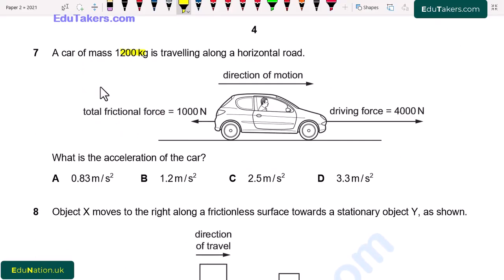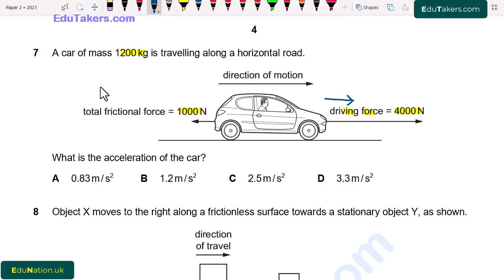Question number 7. A car of mass 1200 kg is traveling along a horizontal road and the driving force is equal to 4000 Newton. What is the acceleration of the car? So here we have to find out the acceleration of the car. First of all, the direction of motion of this car is towards the right and the driving force is also acting in the direction of motion, while the frictional forces are in the opposite direction.